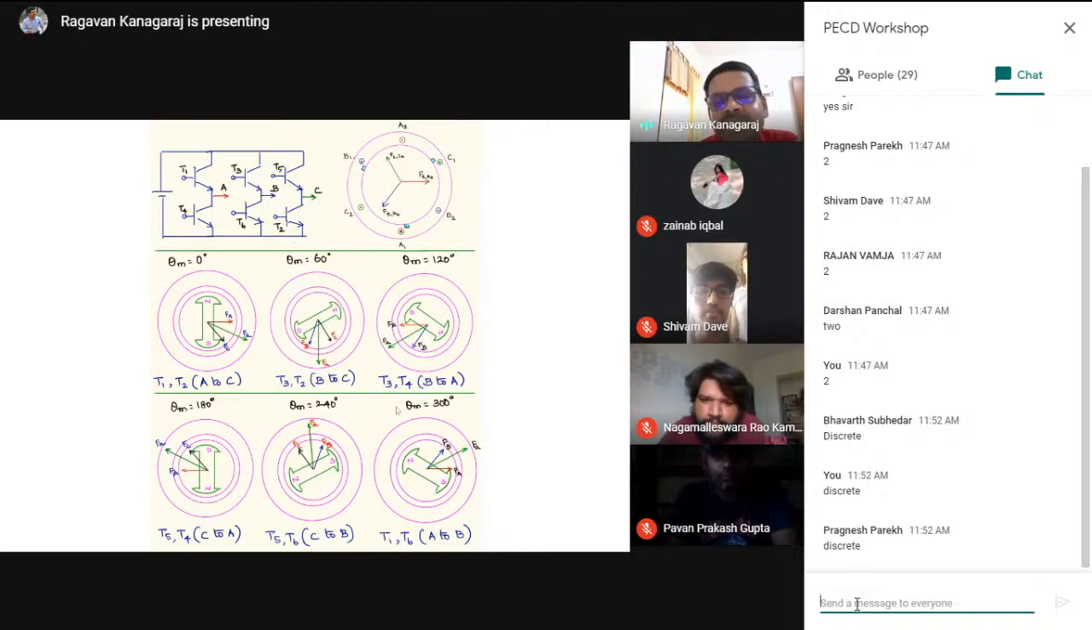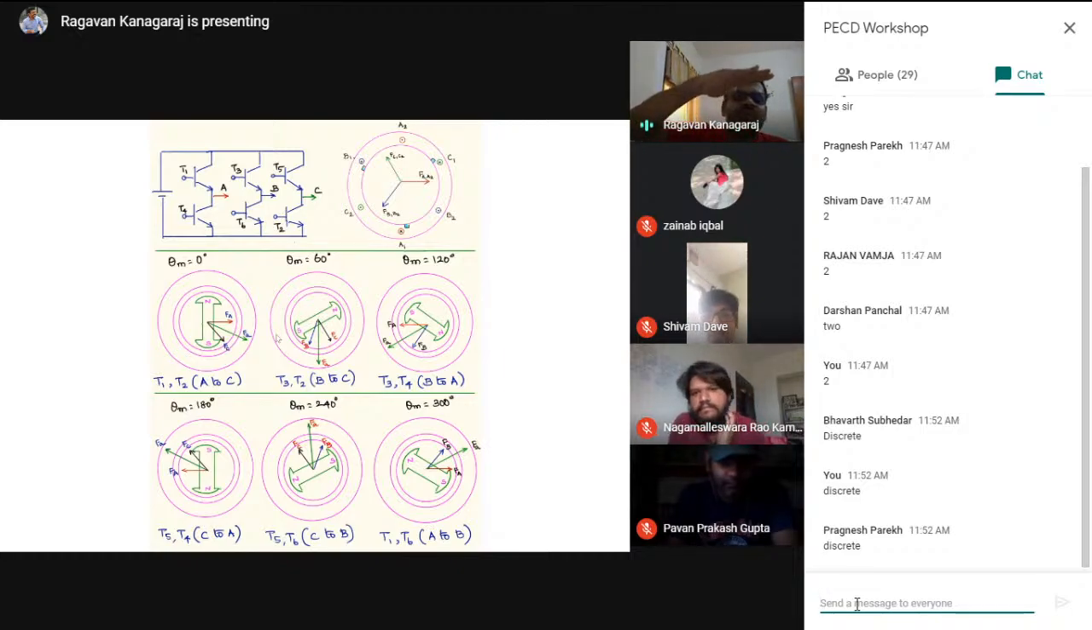Why is armature MMF making discrete movement? Because we are energizing the windings by switching on transistors, and those windings carry constant current, either plus I or minus I, because we are energizing them by a quasi square waveform. Why quasi square waveform? Because the back EMF is trapezoidal, and we are interested in getting constant power with time. Once you get constant power with time, the torque is also going to be constant with time. Once the torque is constant, there is not going to be torque ripple. If there is no torque ripple, there is no vibration, no noise, etc.